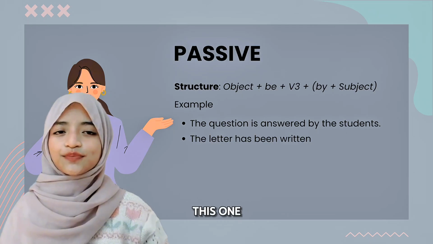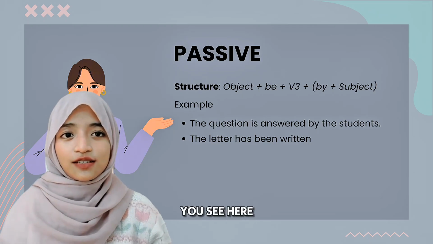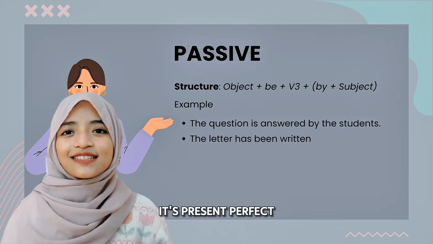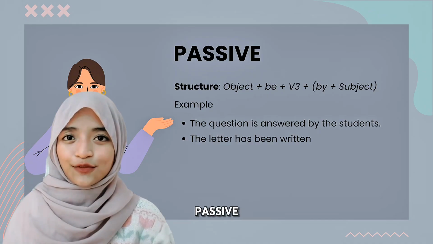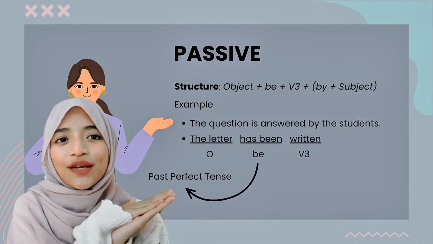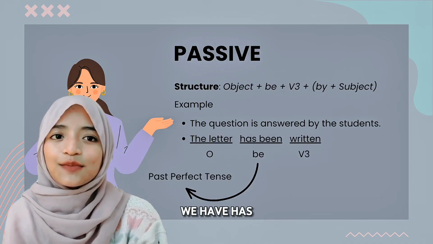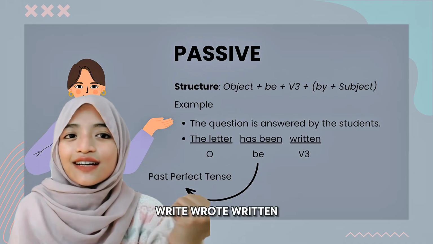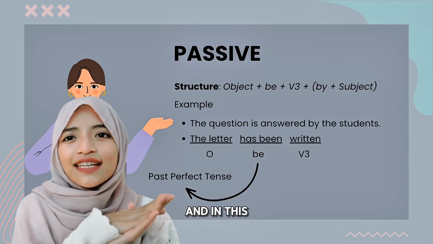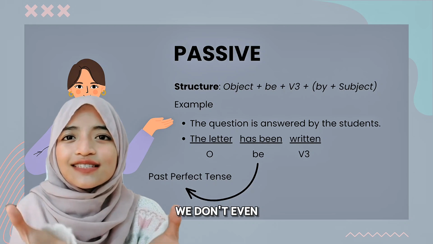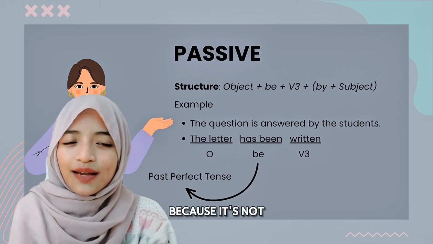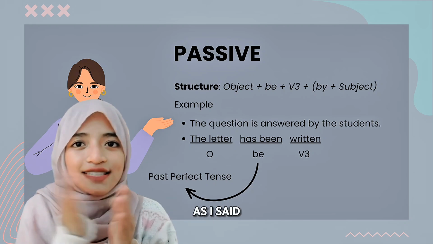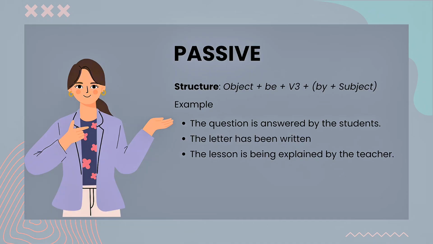Okay, what about this one? What tense do you see here? Right? It's present perfect passive. Because we can see here we have has been plus verb 3, written. Write, wrote, written. And in this sentence, we don't even say who wrote it. Because it's not important. As I said before, it's optional, guys.